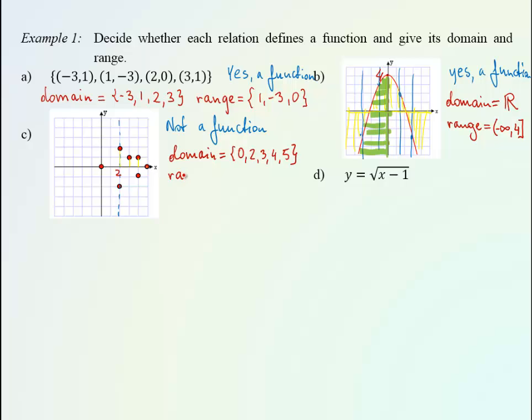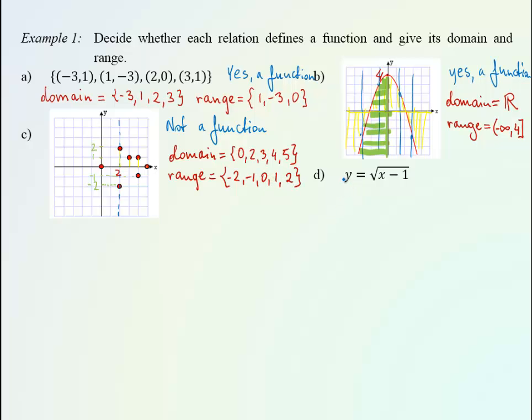What about range? Let's project our points onto the y-axis. So we have -2 here, -1, 0, 1, and 2.